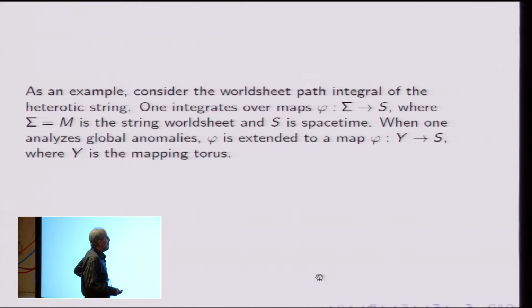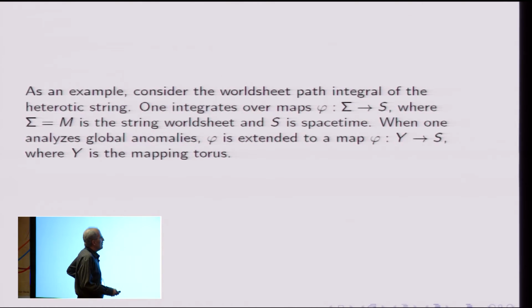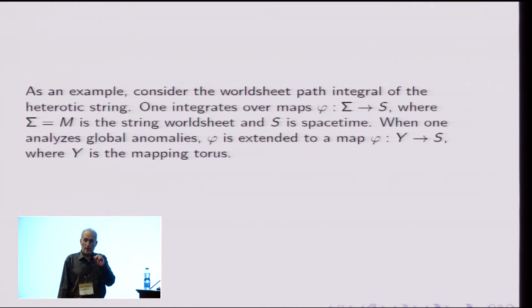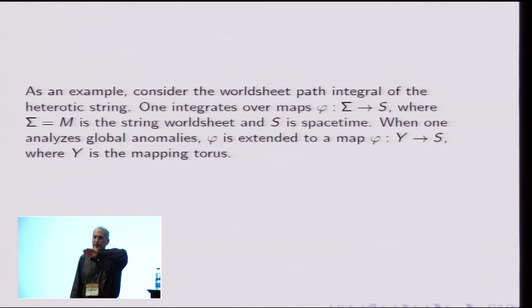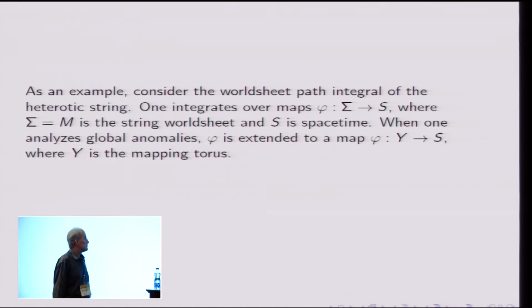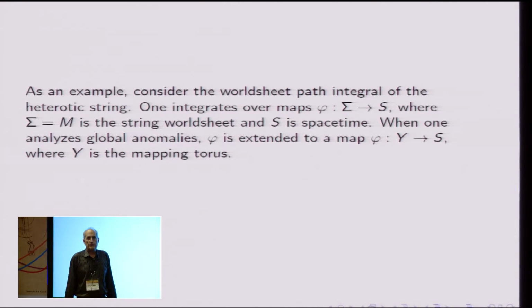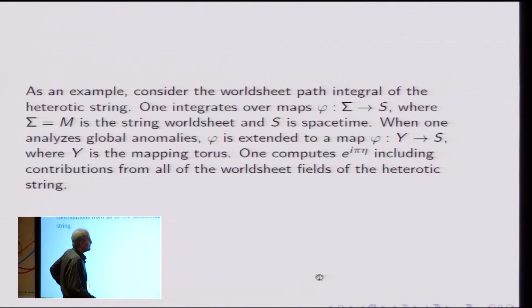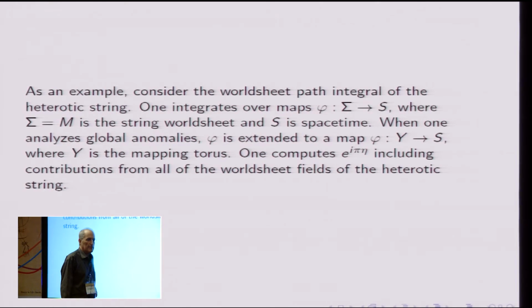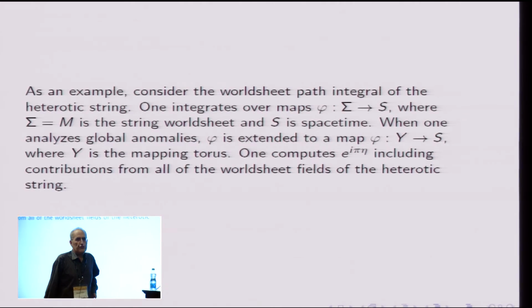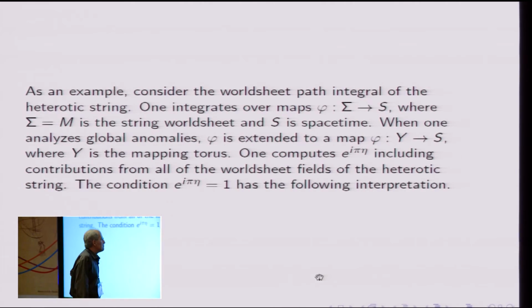When you analyze global anomalies, you go to d plus 1 dimensions. So sigma is replaced by a mapping torus, which now is a 3-manifold. Because remember, to analyze global anomalies, we added an extra dimension. So in the case of the perturbative heterotic string, we go from 2 to 3 dimensions to analyze the global anomaly. And then we would compute e to the i pi eta, including contributions from all the worldsheet fields of the heterotic string. And we also have to include the Green-Schwarz mechanism, but I will omit that.